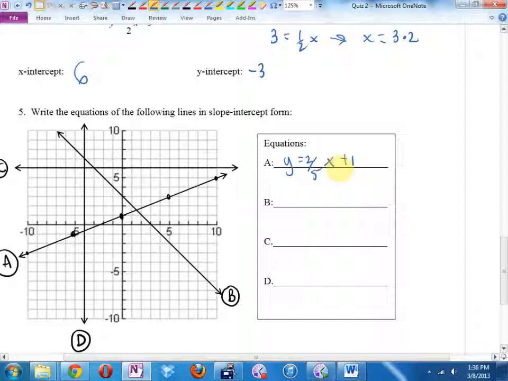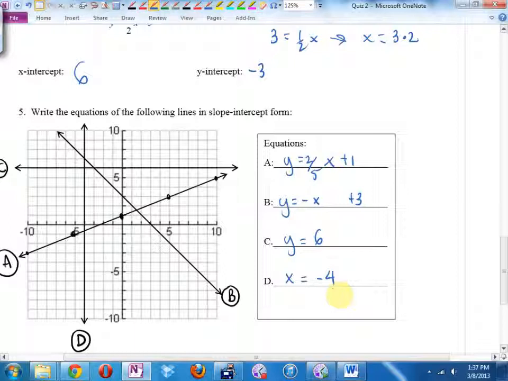B, y equals, well, the y-intercept is positive 3. Oh, slope is negative 1x plus 3. You can put the 1 in front of there. You don't have to. Negative x is negative 1x. Down 1 over 1, down 1 over 1. C, y equals 6. D, x equals negative 4.